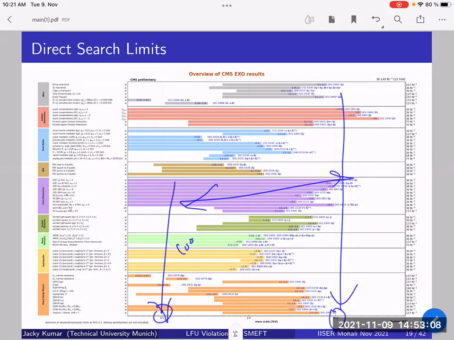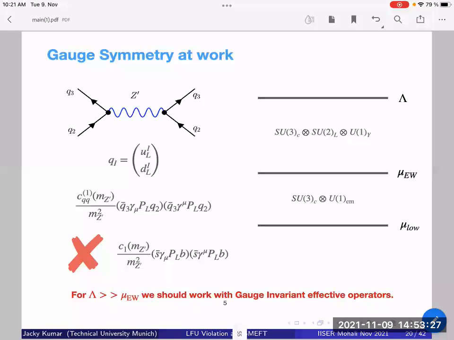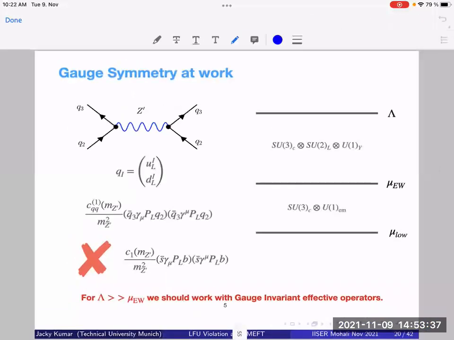But I must tell you that this observation depends on the assumptions, because when they interpret these bounds, they have some assumption on the couplings of these particles. But roughly, this is a picture that bounds are getting higher and higher. So if we assume for the moment that the scale of new physics is much higher than the electroweak scale, then we can imagine this kind of picture.